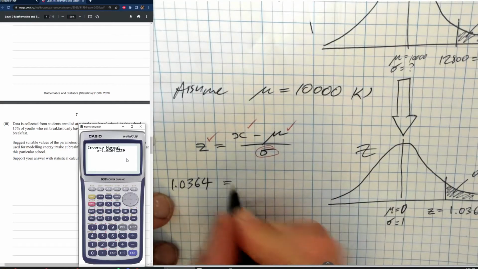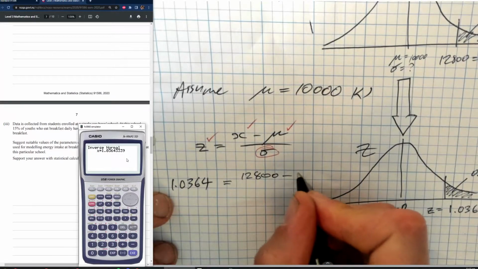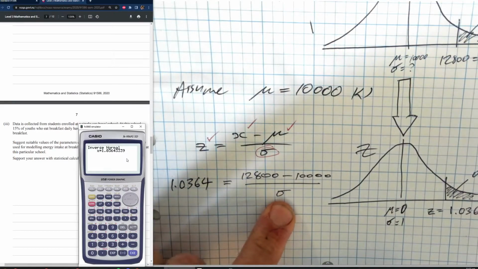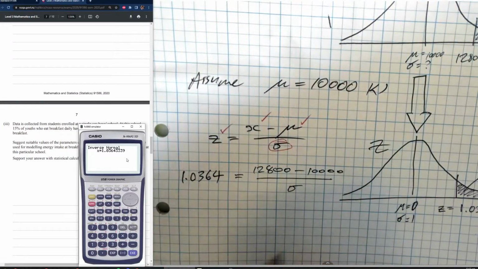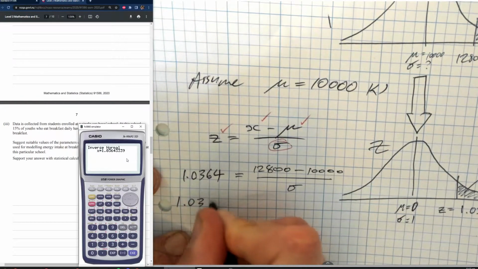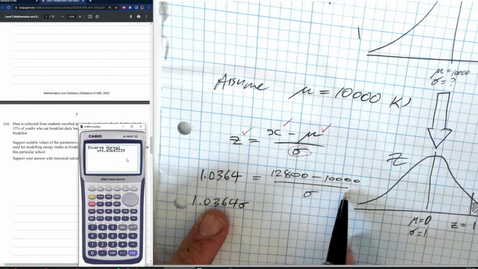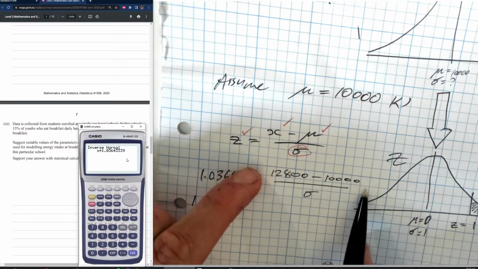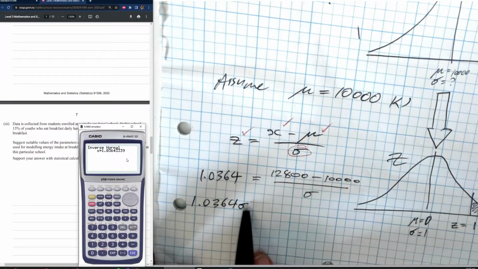Okay, so now we know Z, 1.0364. We know our X, 12,800. This is my convenient mean that I selected. And then over sigma. We're trying to find an unknown sigma. It's going to take a little bit of algebra, but pretty much you multiply by sigma, so it's going to be 1.0364 times sigma. See, this just means a big divided by. And if it's a fraction, this is secretly also in brackets, so it needs to be done on its own. So to get rid of a divide by sigma, you just multiply both sides by sigma, so that disappears and it moves over here.